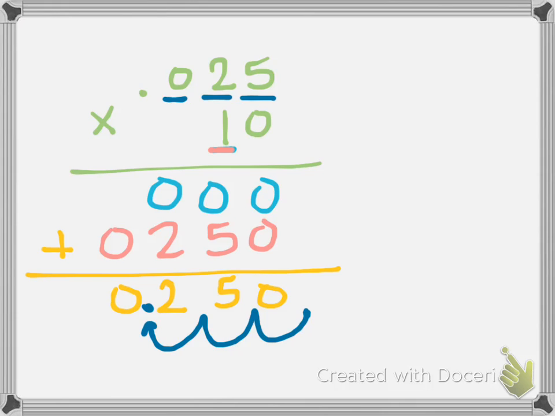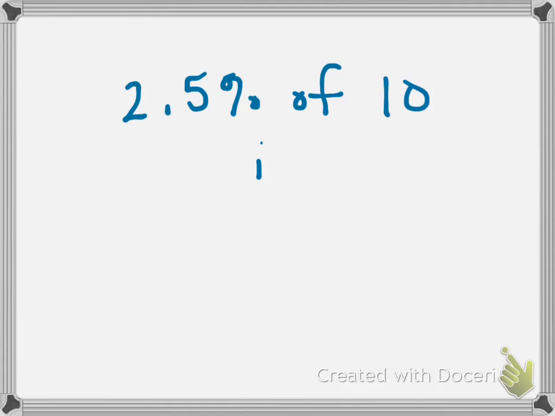I got 0.250, which is the same as 0.25. So what we just figured out is that 2.5% of 10 is 0.25. It's okay if you get a decimal. Don't freak out about that. 2.5% of 10 is just 25 cents. Your turn to practice.